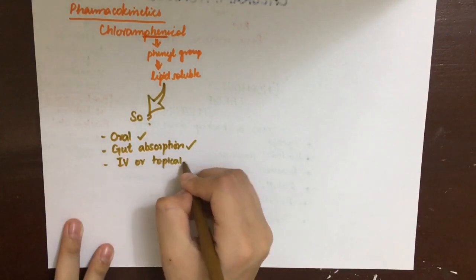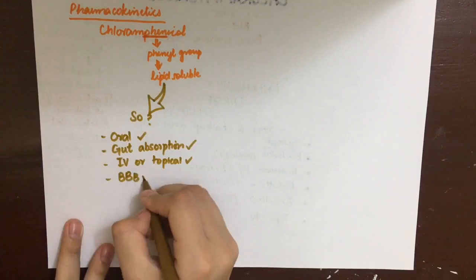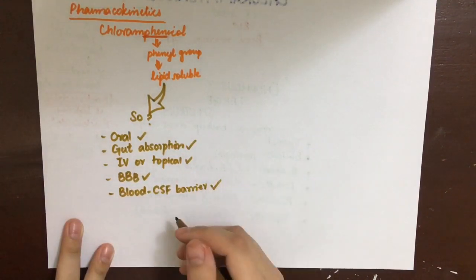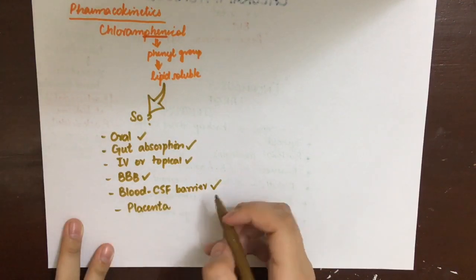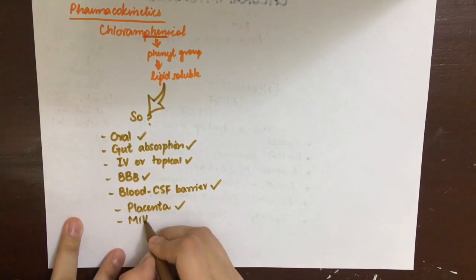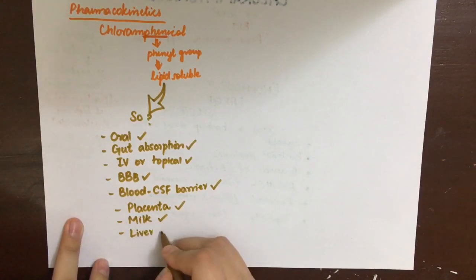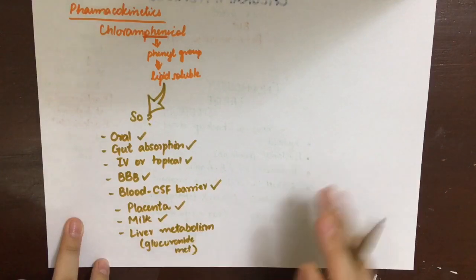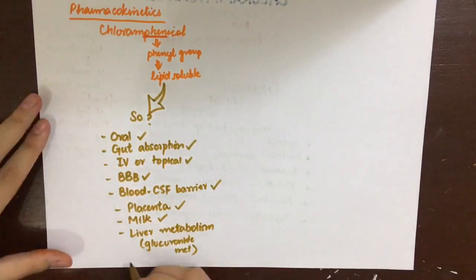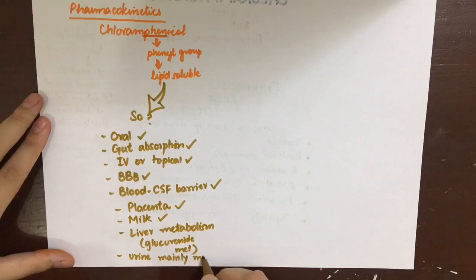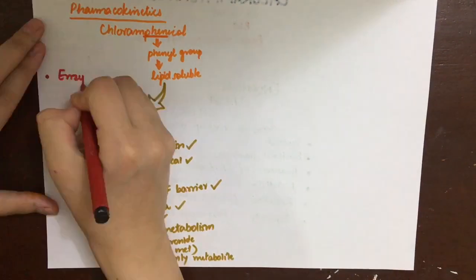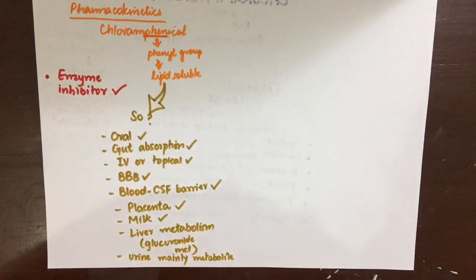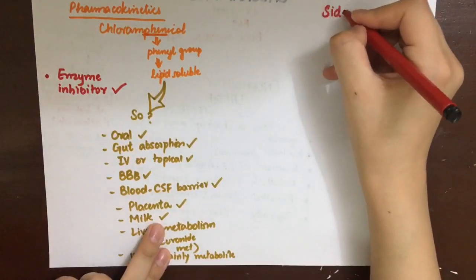It crosses the blood-brain barrier, also the blood CSF barrier, and the placenta. It is also secreted in the milk, and its metabolism is in the liver, where it is conjugated with glucuronide and then excreted in the urine. Now, one thing to remember is that it is an enzyme inhibitor as well, so it will have drug interactions by increasing plasma concentration of warfarin, phenytoin, rifabutin, etc.